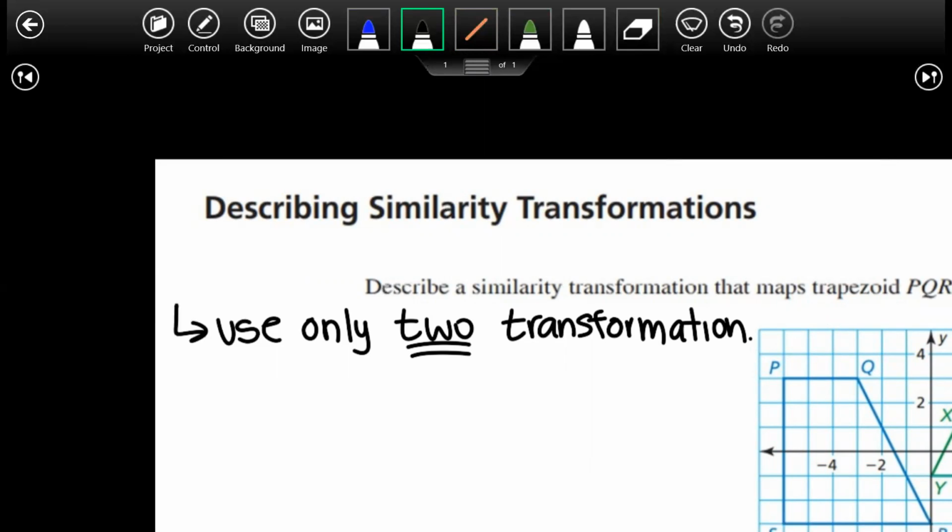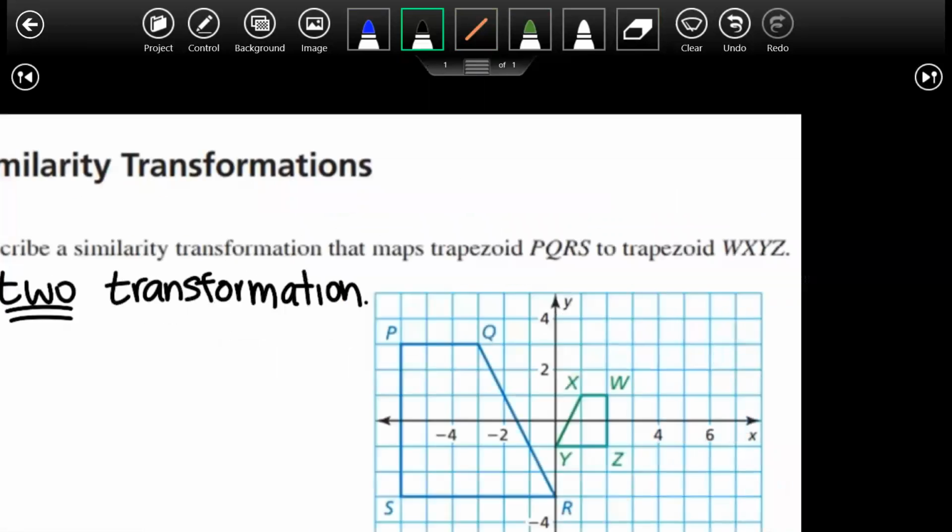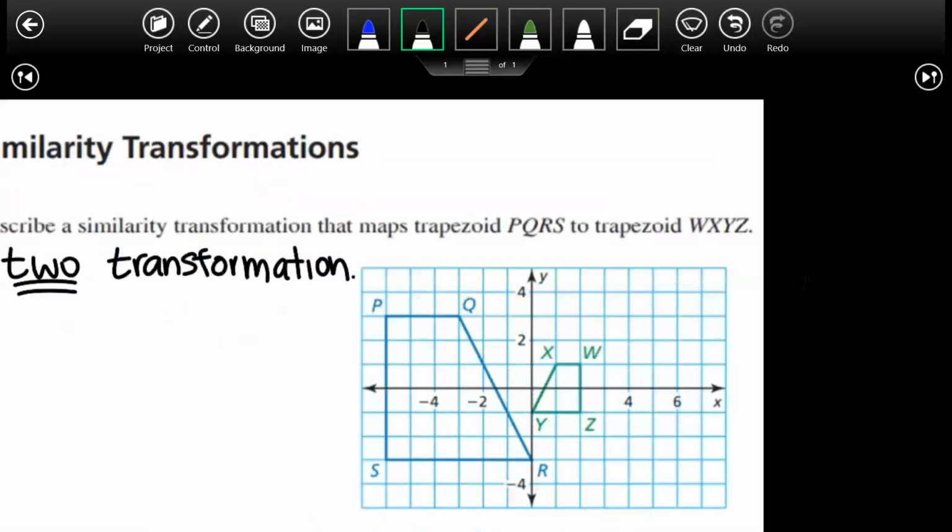Now, are there multiple ways you can do this? Yes. In our case, I could slide this up, and then I can reflect it across the axis, and then I can shrink it down to here. The way that we're going to try to do it is we're going to go ahead and reflect it, and then we're going to reduce it. Okay, and that's the image we've got to look at.